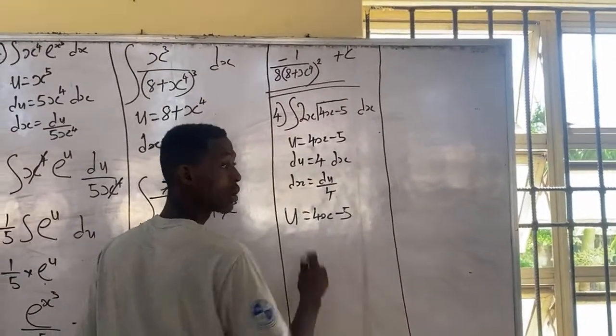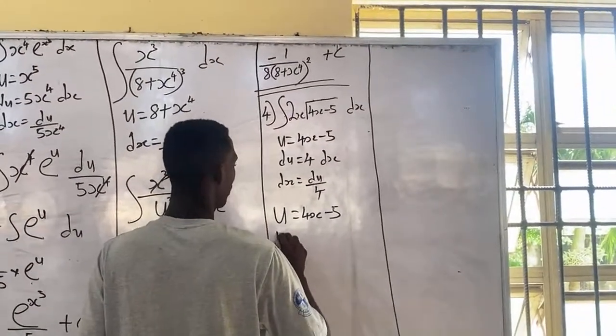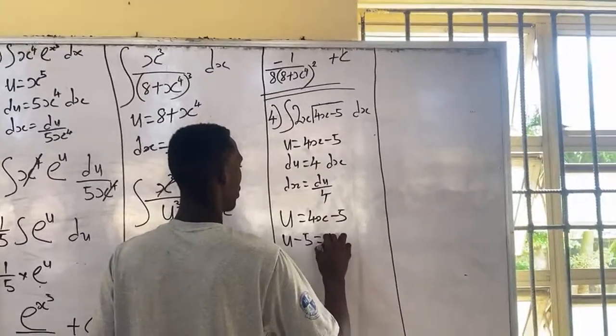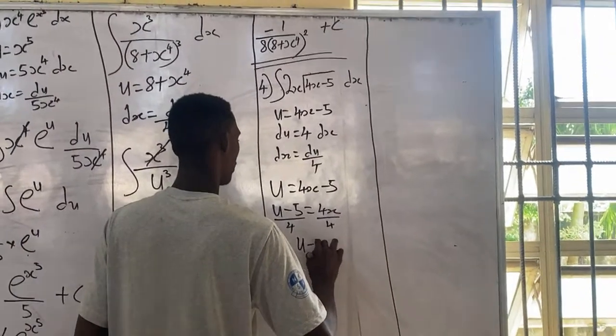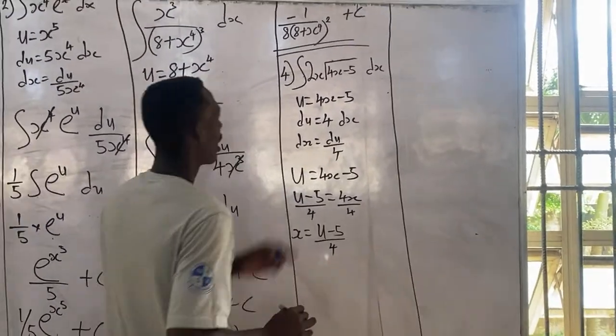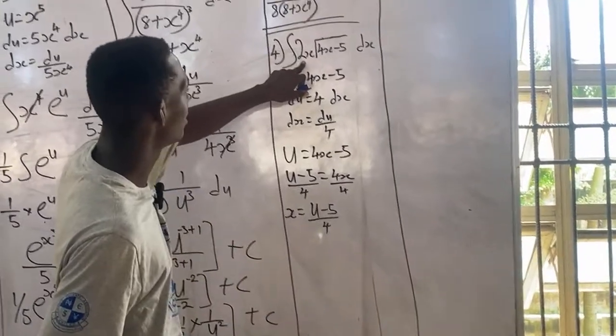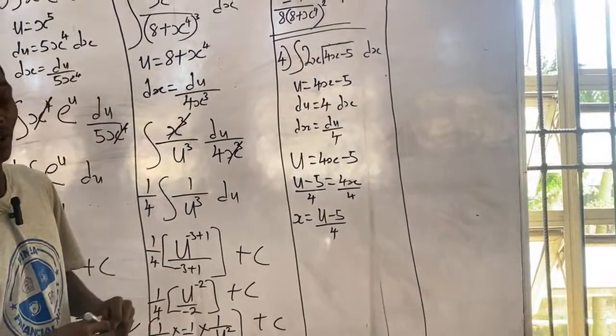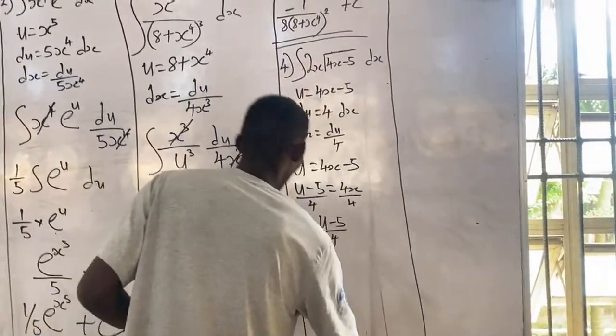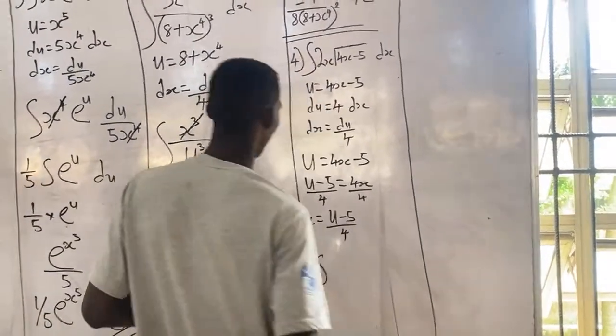So if you have to make x the subject of our formula, that will be what? u minus 5 is equal to 4x. You divide both sides by 4, and our x is equal to (u minus 5) over 4. Now, we can safely rewrite this as 2 in brackets, the whole of this, in order for it to fit in. So this is what we do. We can rewrite our integration formula as what?